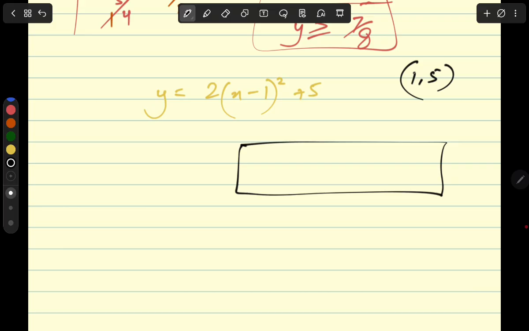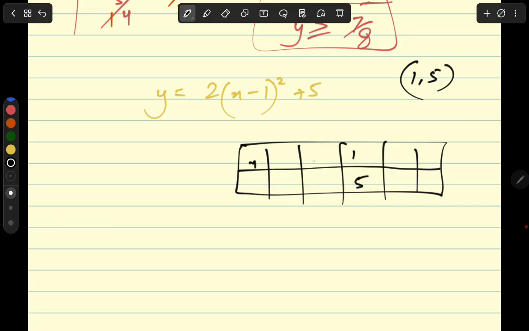The value x is equal to 1 produces me 0 in the square bracket. So 0 times 2 is just 0. 0 plus 5 is 5. Therefore this is the minimum value. So at x is equal to 1, I get 5.